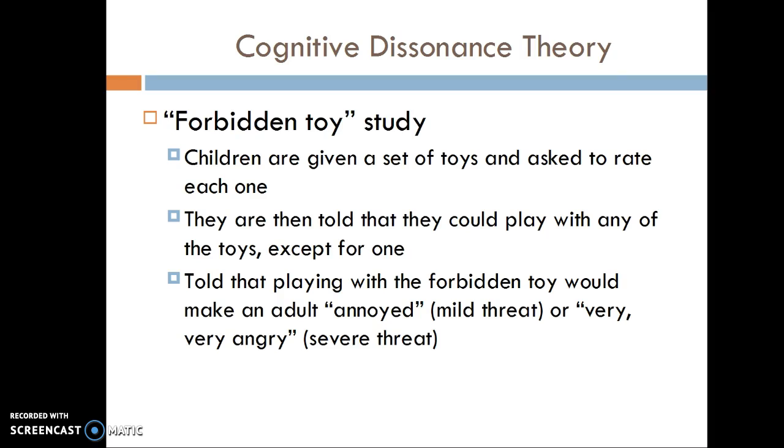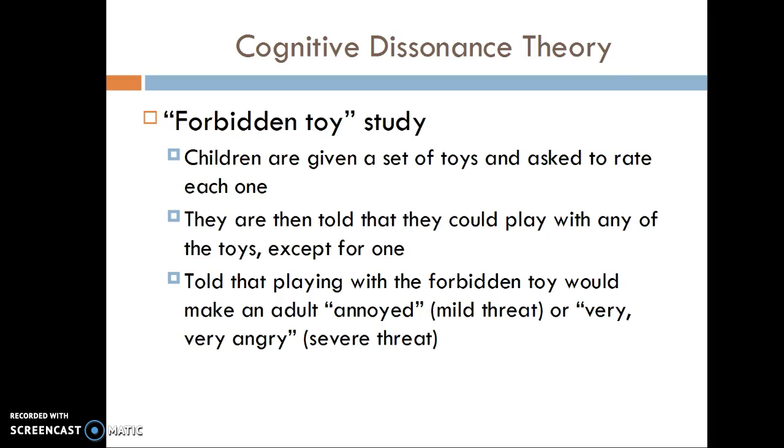Another study that's really interesting is called the Forbidden Toy Study. In this study, children are given a set of toys and asked to rate each one. And then they're told that the two toys that they rated the highest, they would not be able to play with. They were told that if they played with the forbidden toy, they would make an adult either annoyed or very, very angry. So these represent two different conditions that the children were in. Some children were told that an adult would be annoyed.